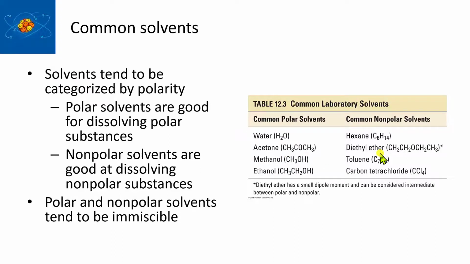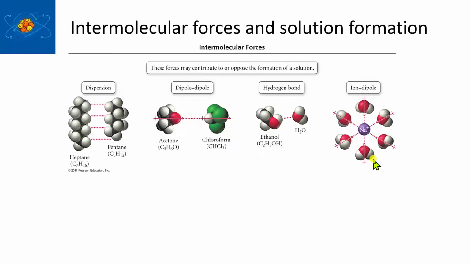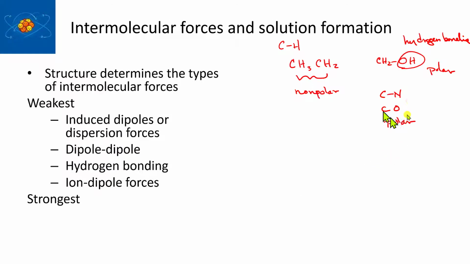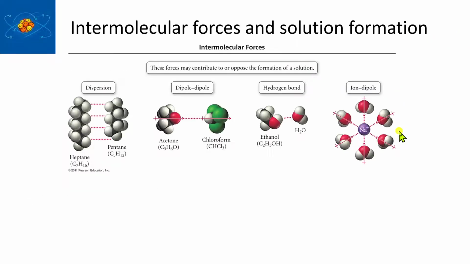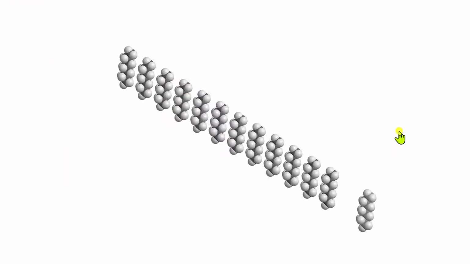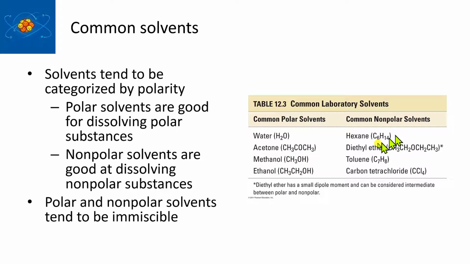Now, diethyl ether, right, and hexane and toluene and carbon tetrachloride are all nonpolar solvents. Now, diethyl ether has an oxygen in the middle, and you know what I said previously about structure, right? If it has a CO bond, it tends to be polar. But in diethyl ether, the oxygen is placed symmetrically between the carbons, and it tends to have less polarity because of that.